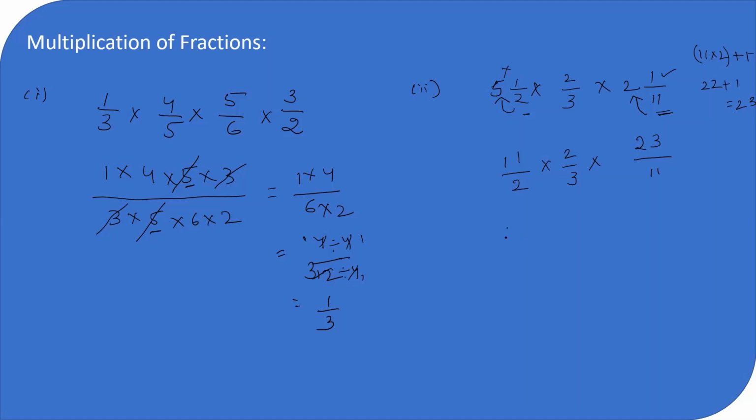So now multiply all the numerators. 11 into 2 into 23 by 2 into 3 into 11. Here also if you observe, in the numerator we have 11 and in the denominator we have 11. So cancel these two. In the numerator we have 2 and in the denominator we have 2. Cancel these two. Whatever is left, write as 23. In the denominator we have 3. So 23 by 3 is the answer.